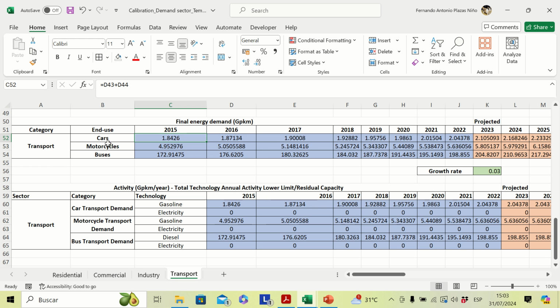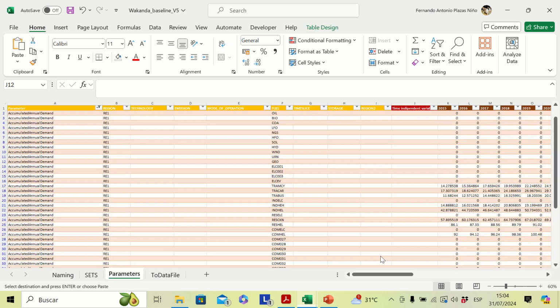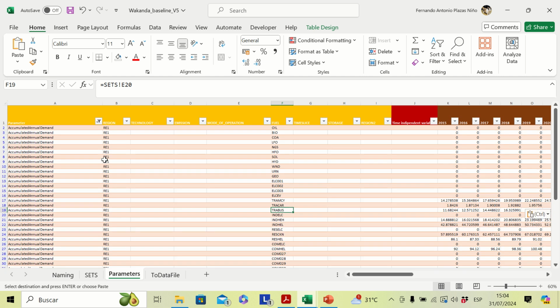So in this case, for example, we have the current transport demand. We can copy these values, then go to your starter data kit. In this case, the name of the current transport demand is truck car, this one. So we just need to put the values here and then copy them as values, and that will be all. We can repeat the process for motorcycle transport demand and also for bus transport demand. It would be essentially the same process.